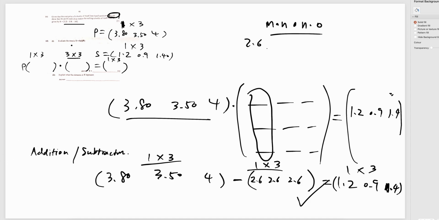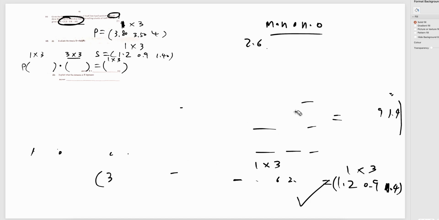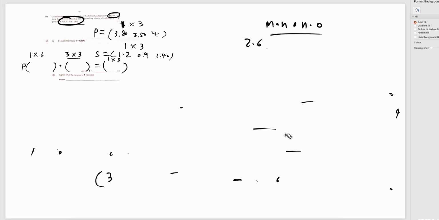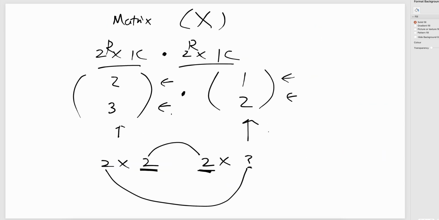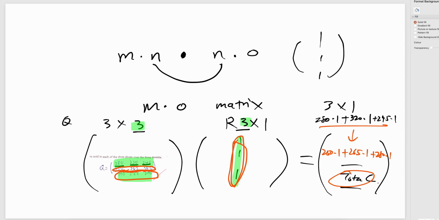Then done. It says evaluate the matrix T equal to S times QR. This is S, and QR we already found. S is 1.2, 0.9, 1.4. Write down the dimension, which is 1 by 3. So QR, I think you need to help me out with QR.